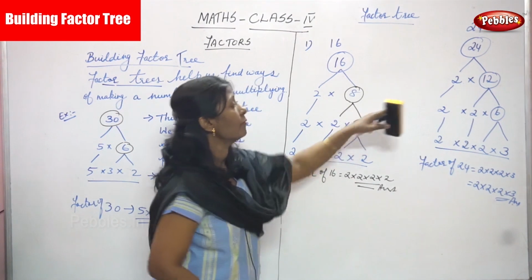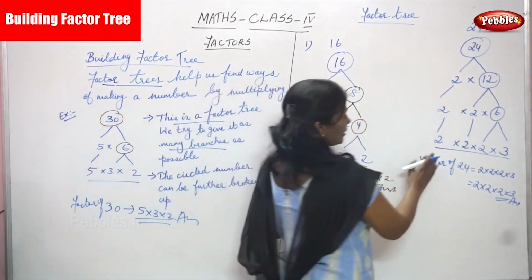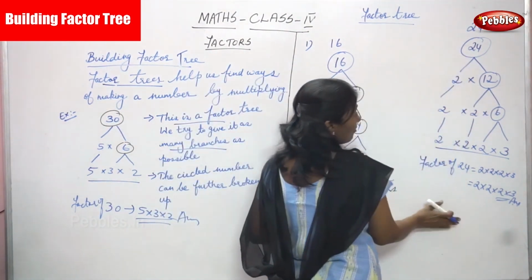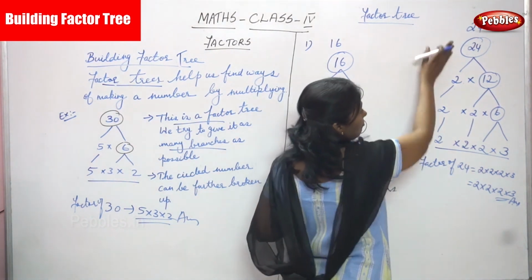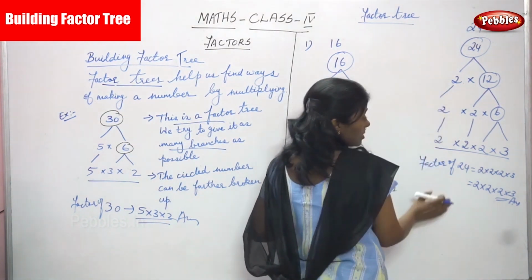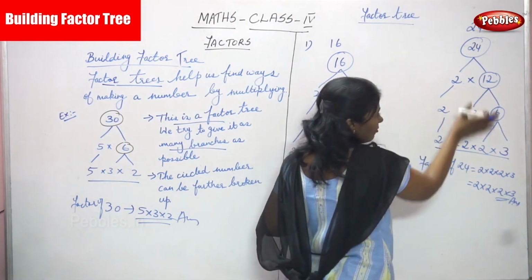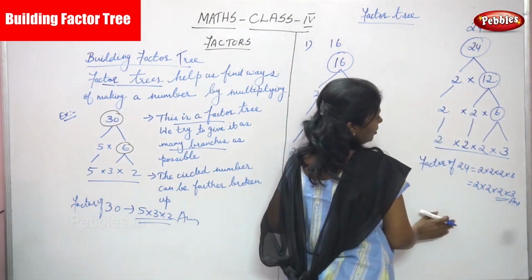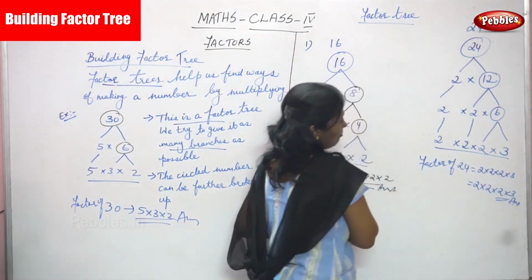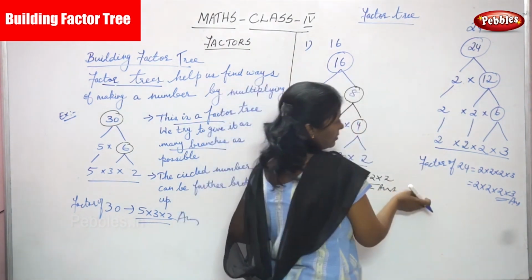So we found the factor of 24, but we are using the factor tree method. Again I'll repeat, we found the factor of 24, but we are using the factor tree method. We have done it already. I've done the sum for you. This is the second sum.